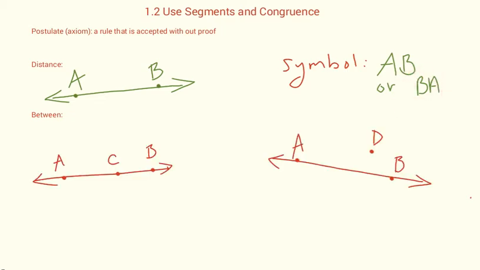For the word between, the only way that a point C can be between A and B is if they share the same line, so if they are collinear. And if point D is off of the line, then technically D is not between A and B.